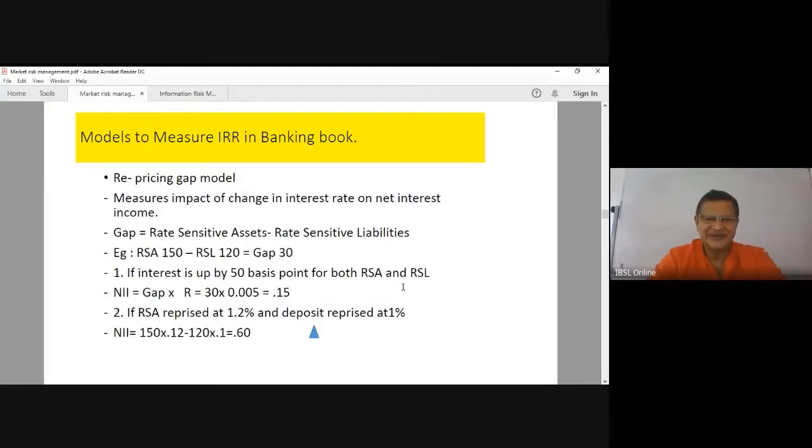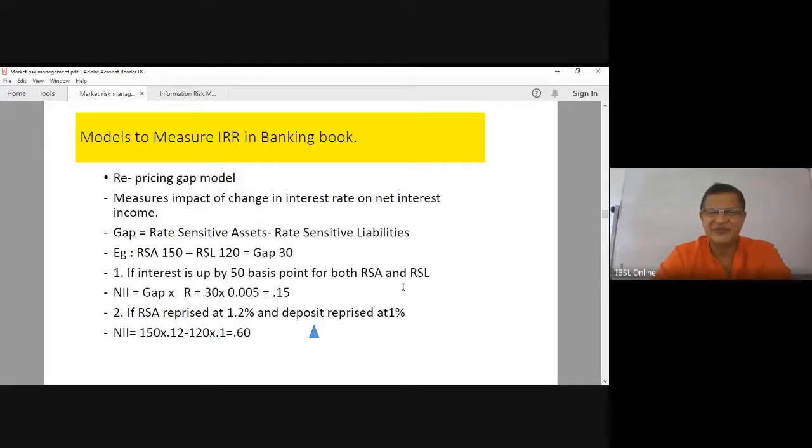Now what happened is, you have 150 million in assets, which have been increased by 0.012. That is the 1.2% interest. Then you have 120 million in liabilities, which you have increased by 0.01. So the difference between 150 times 0.012 minus 120 times 0.01 is 0.6. So if you increase the price of loans higher than your deposits, the bank will get high income. So in this illustration, what we do is just what banks generally do. You will somehow make sure that your net interest income will go up.